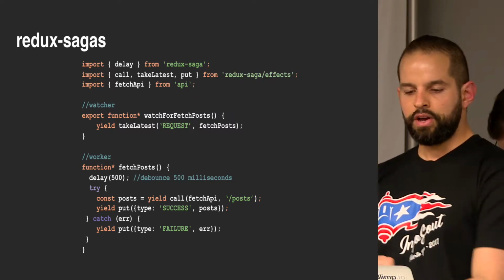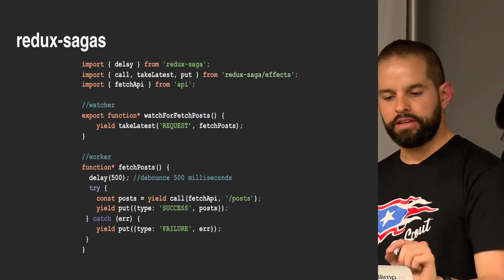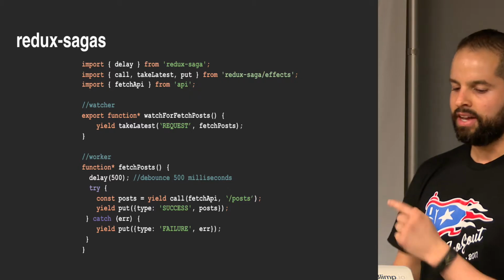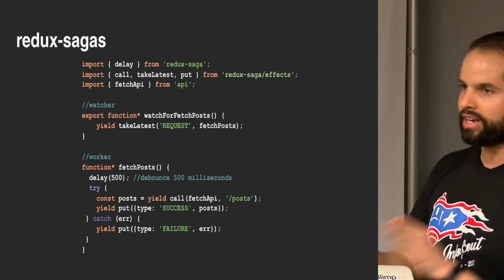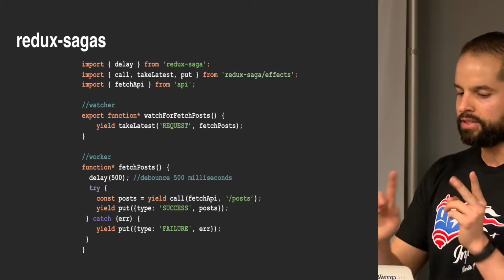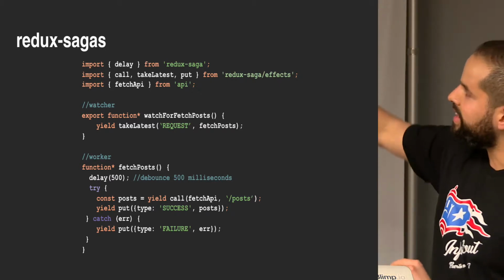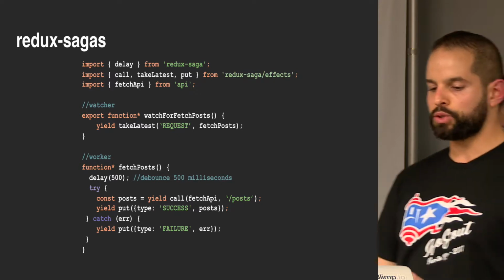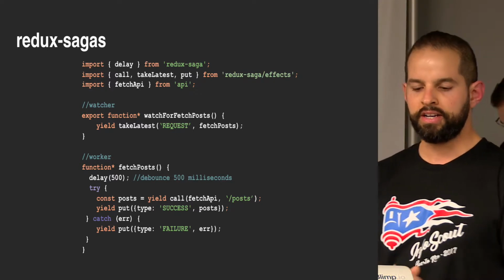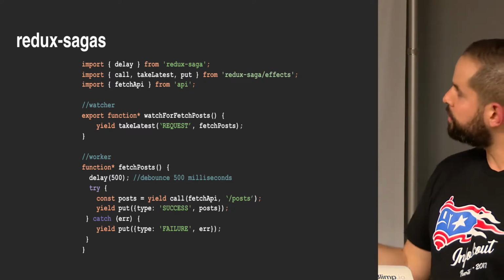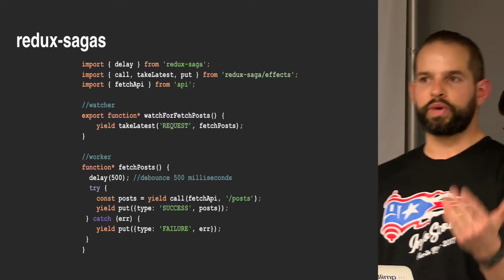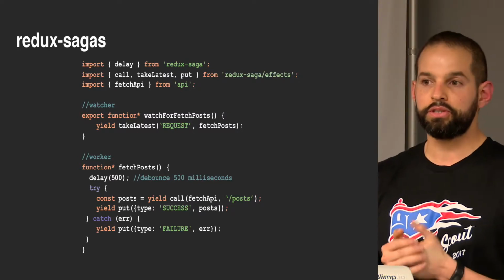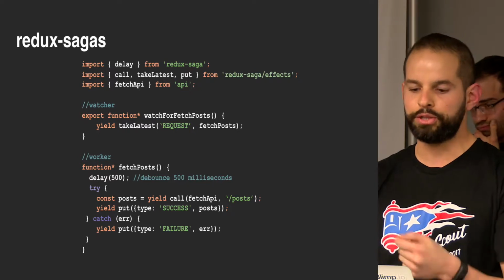So first, we will see the watcher. The first one will take the latest request action, just like the previous example: request, success, and failure. So we will take the latest request and we will call fetch post. Fetch post is the worker function in this Saga. In fetch post, we will delay 500 milliseconds. Then we'll try to do a call to the API. So we use yield.